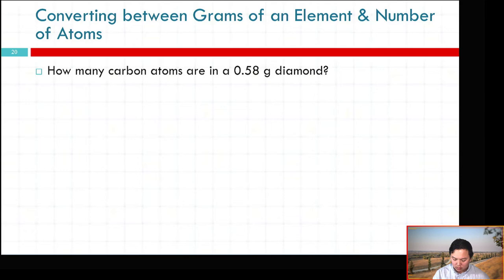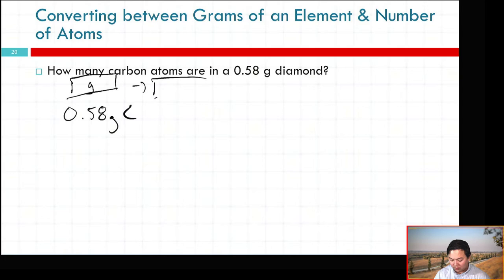So we can also then, because we know one mole is equal to 6.022 times 10 to the 23, go from grams to moles to atoms. We're just adding another step in there. So we can say we have 0.58 grams of diamond. And if you know about diamonds, diamonds are made of carbon. So we have 0.58 grams of carbon. And now we want to convert from grams to moles. So if you had your solution diagram, we're starting here with grams, going then to moles, and then we're going to go to atoms.